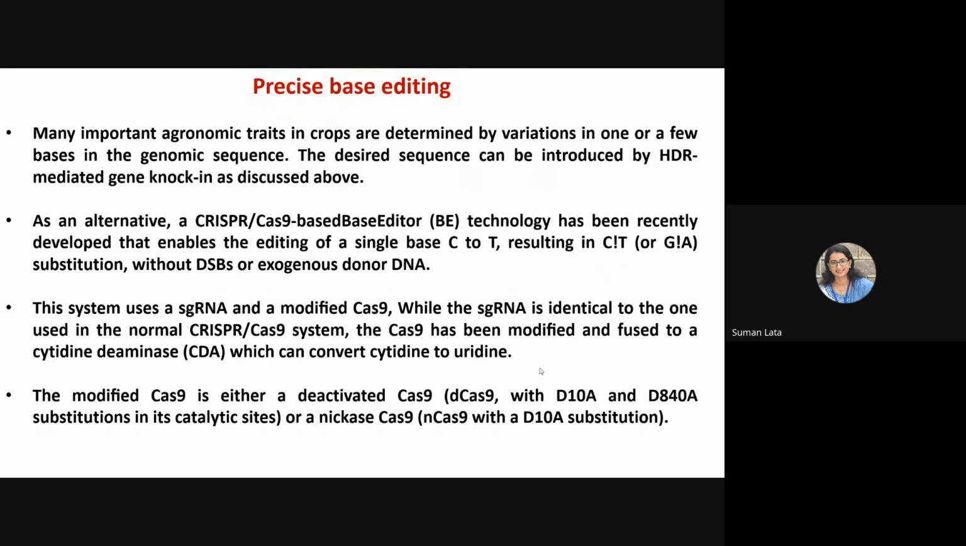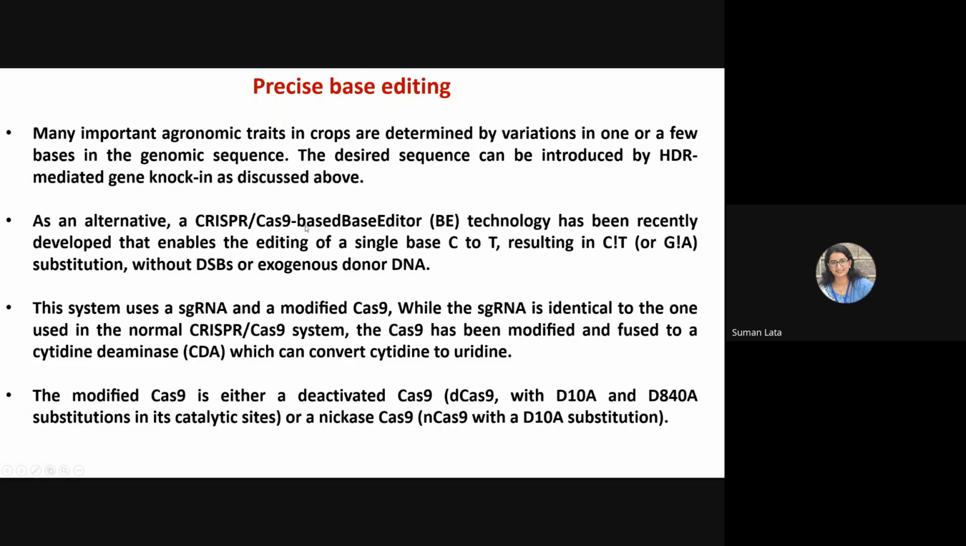Then the precise base editing. In many crops, the important agronomic traits are determined by the variation in one or a few bases in the genomic sequence. Sometimes a single SNP is responsible for a favorable trait. That desired sequence can be introduced by HDR-mediated gene knock-in. An alternative to the gene knock-in is the base editor technology.